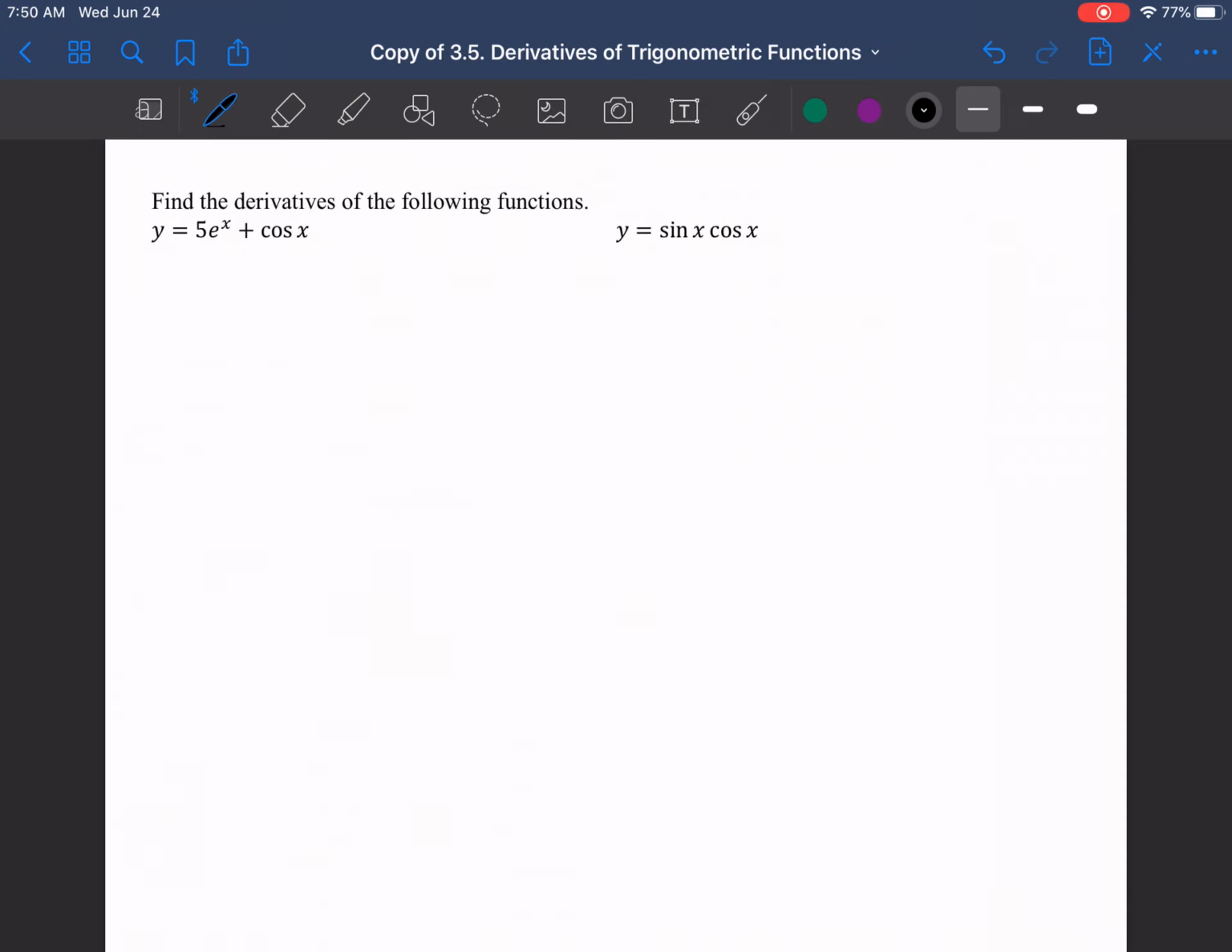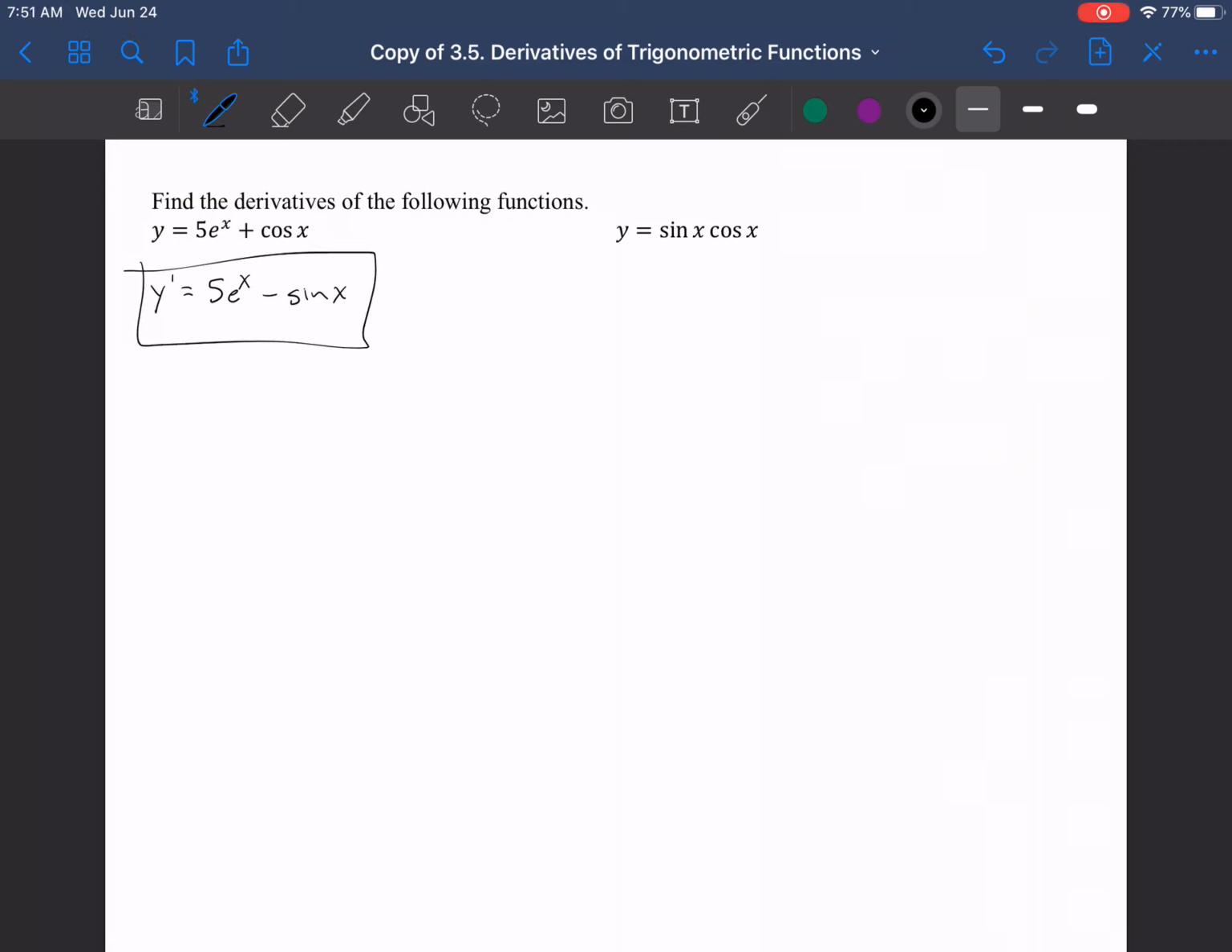So let's try one of these. I'm going to leave the second one for you to try, but I'll do the first one right now. So this is y prime. Derivative of the first one, 5e to the x, is just going to be 5e to the x. E to the x ones are the easy ones. Then the derivative of cosine is negative sine, so this becomes minus sine of x. And there you go.